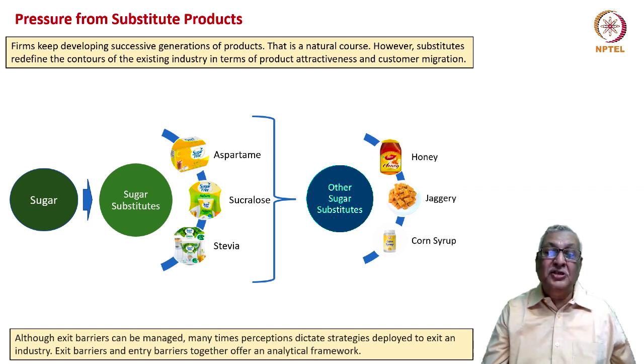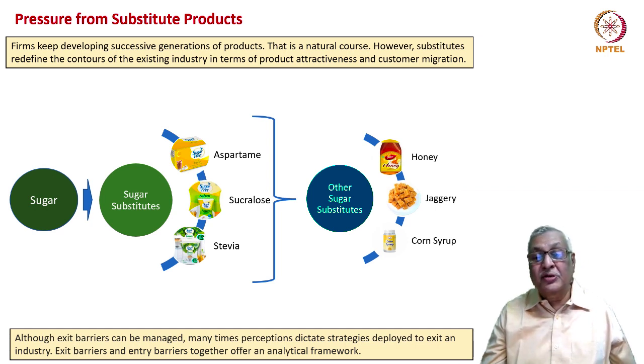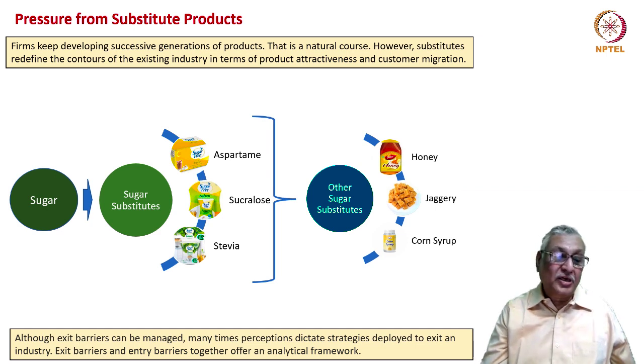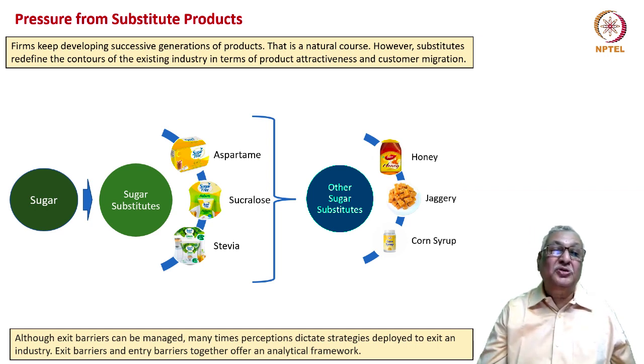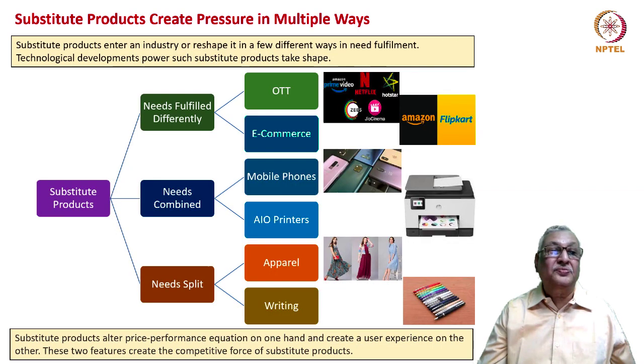So, when you have substitute products, the nature of exit barriers gets different. Either the existing incumbent resigns itself to a declining demand situation and finds ways and means of enhancing profitability despite the declining situation, or sees how the exit barriers can be overcome to move out of the industry situation. In this way also, exit barriers and entry barriers offer an analytical framework to understand how the pressure from substitute products can be coped with.